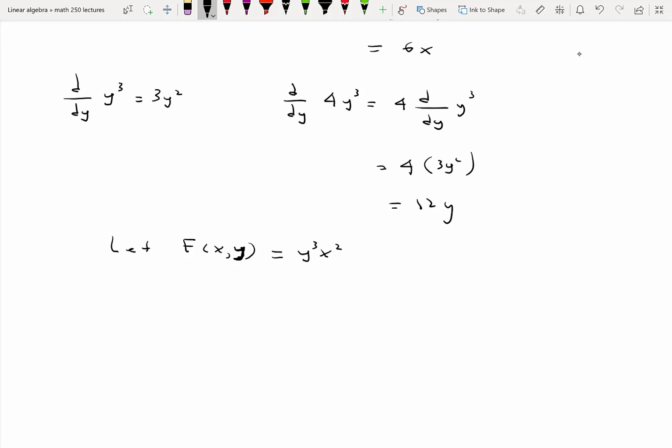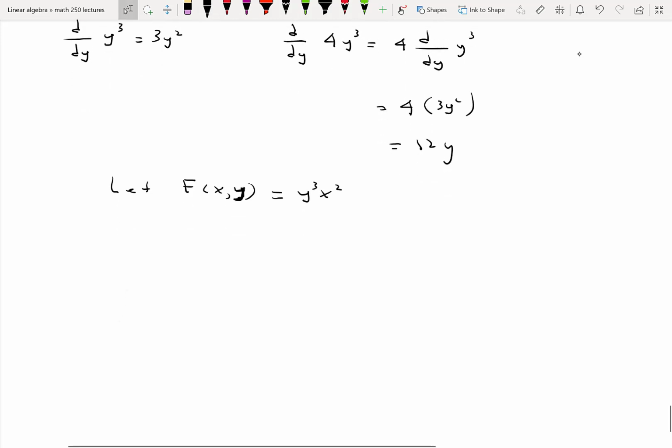Okay, so for this function, x and y are both independent variables. That means y does not depend on x. Y is not a function of x necessarily. Okay, so if I do that, I can consider another kind of derivative.